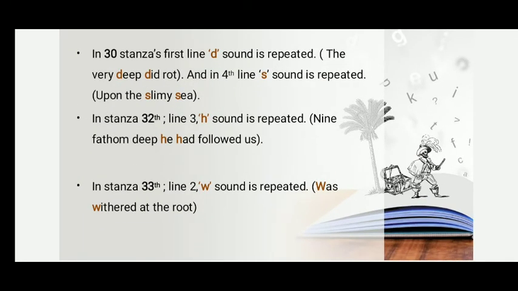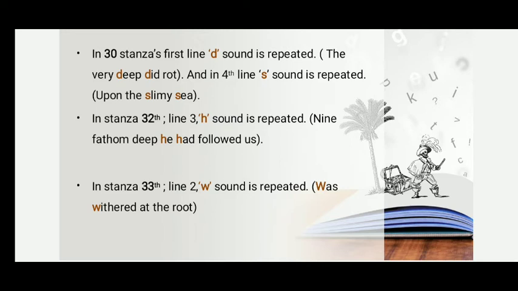Number 6. In 30th stanza, first line, D sound is repeated. Let's see. The very deep did rot. And in fourth line, S sound is repeated, upon the slimy sea.